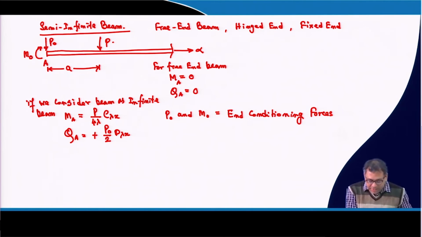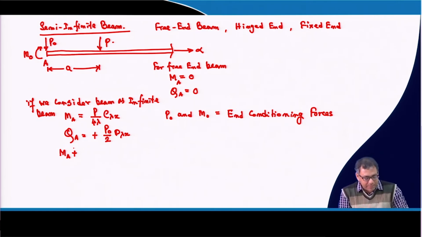So now finally, if I write that the bending moment at this point should be 0, then I can write M_A, that is the moment due to point load P, and the moments because we have now applied a concentrated load P_0 and a moment M_0. Due to this concentrated load P_0 there will be a moment at this point, and due to this concentrated moment there will be a moment at this point.